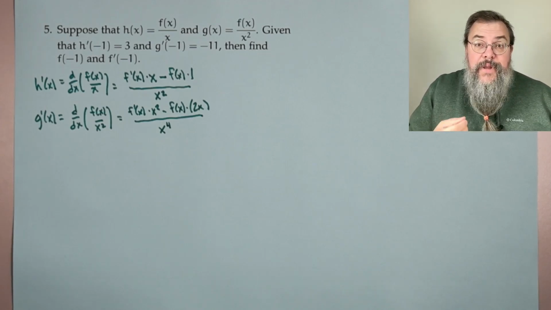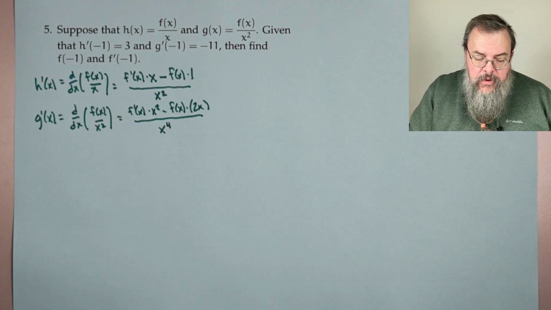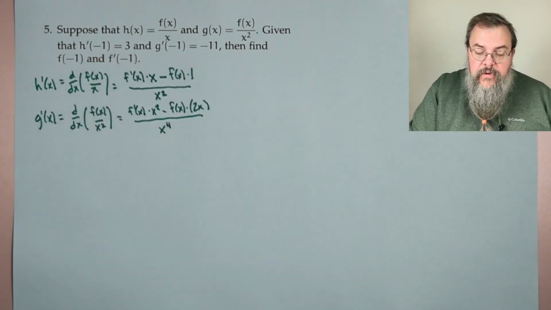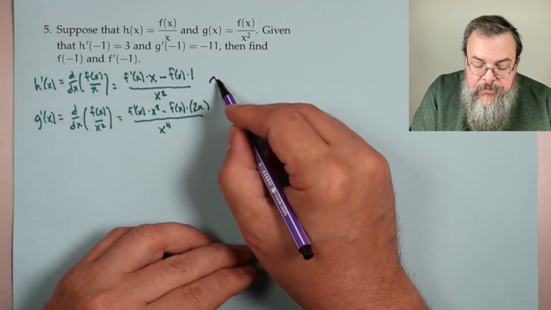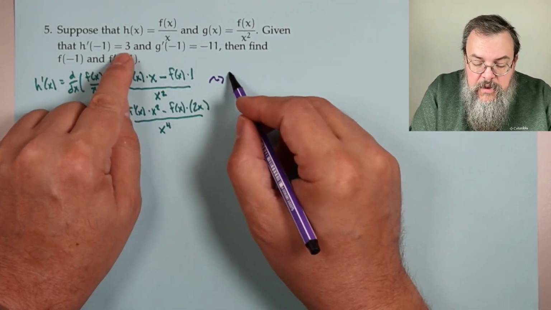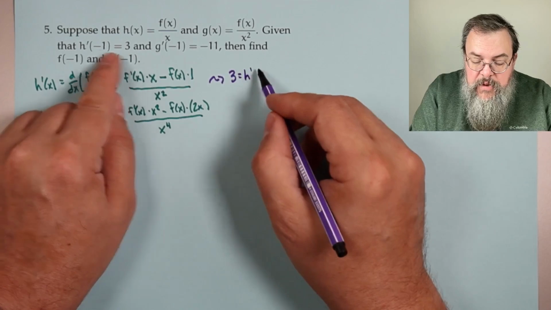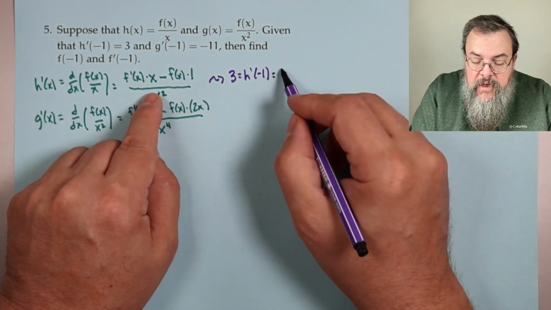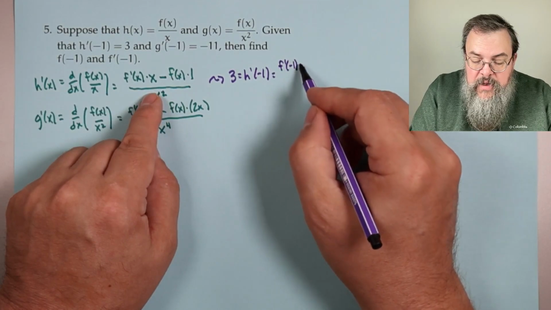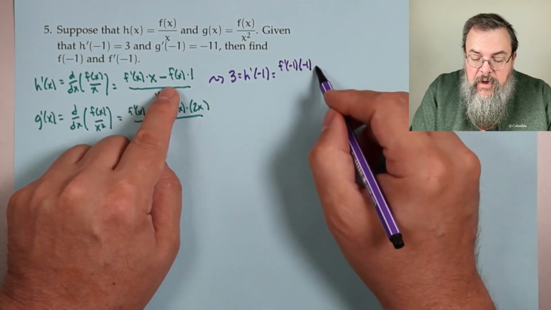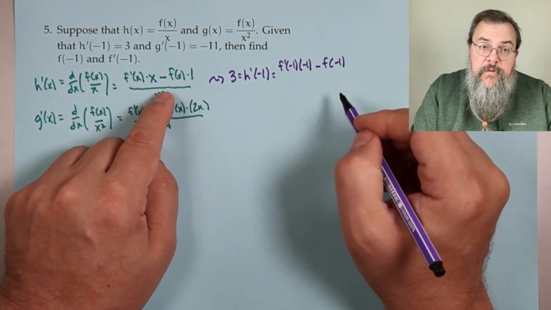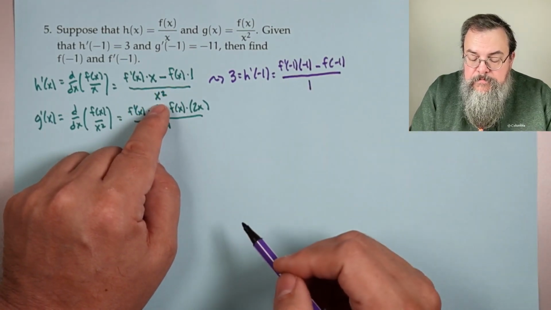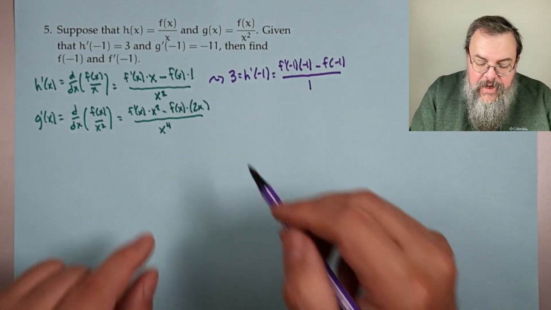So the next thing is we're going to plug in. We're going to evaluate at minus 1. So we get the following. 3, that's equal to h prime of negative 1, which is, plugging in here, f prime of negative 1 times negative 1 minus f of negative 1 times 1, all over negative 1 squared, which is 1. Okay, that's great.